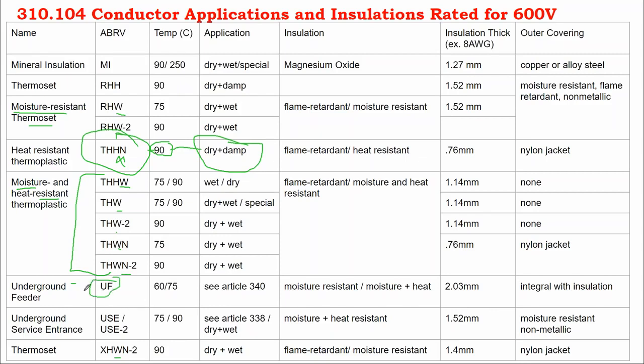Some of these have specific meanings. MI being mineral insulated, underground feeder, UF, underground service entrance. So we have service entrance conductors. We also have this -2 here. This -2 indicates sunlight resistance outside of conduit rating.